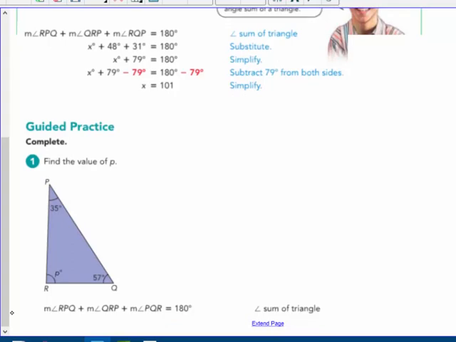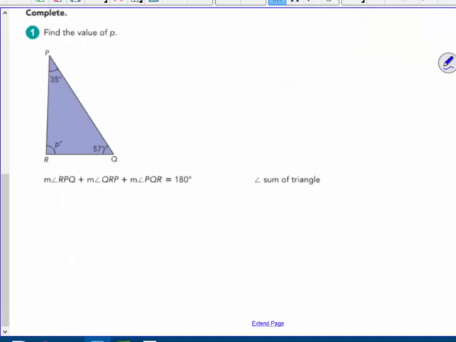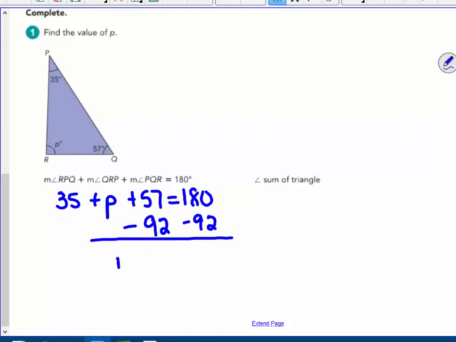We know that these three angles in this triangle are going to add to 180. So if we add RPQ, which is the 35 degree angle, plus the QRP, which is angle P, and then PQR, which is the 57, they should add to 180. Well, 35 and 57 adds to 92. And when I subtract 92 from both sides, I get that P must be 88 degrees. Very close to a right angle there.